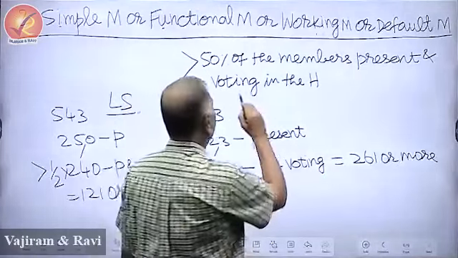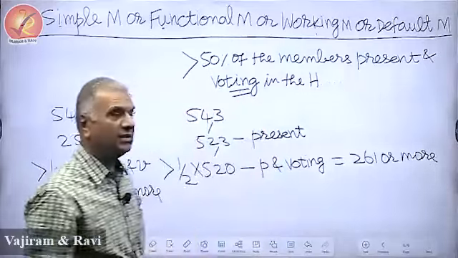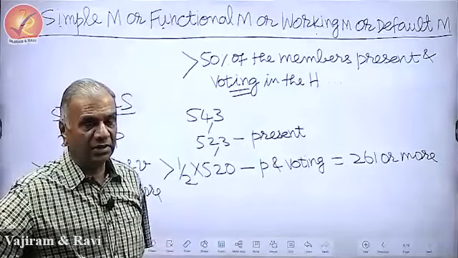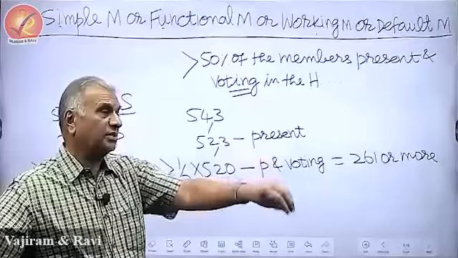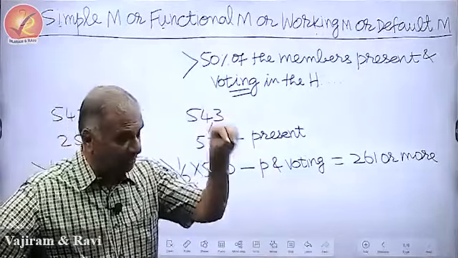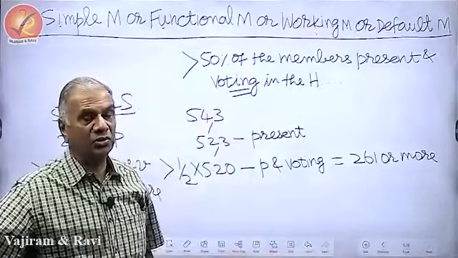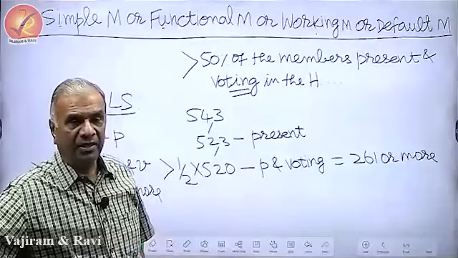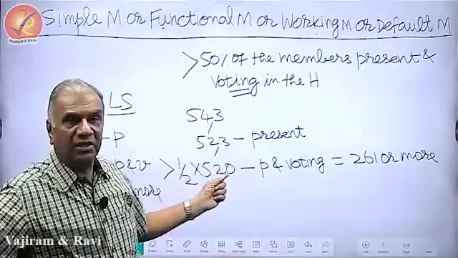The term present and voting means that there is no proxy voting allowed in the parliament. If a member wants to cast his vote in the house, he shall be physically present in the house to cast the vote. No proxy vote is allowed. So this is simple majority. Is it clear?